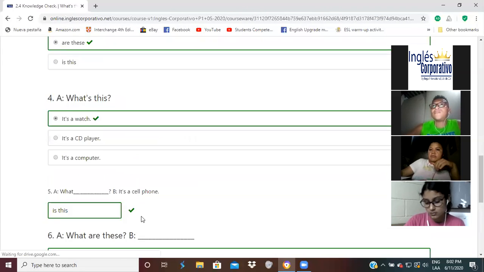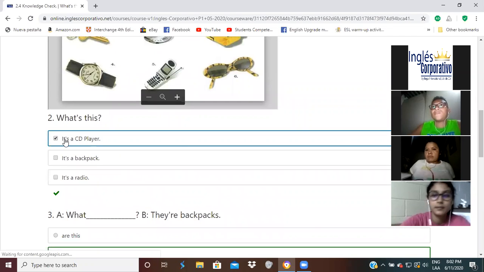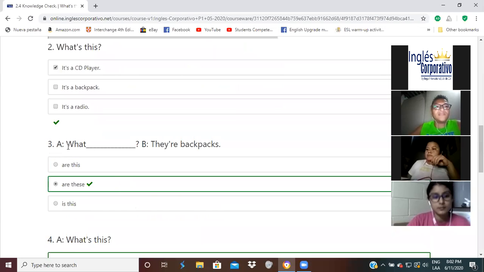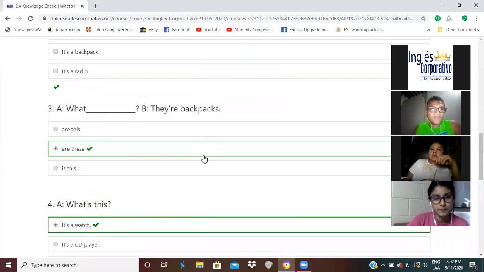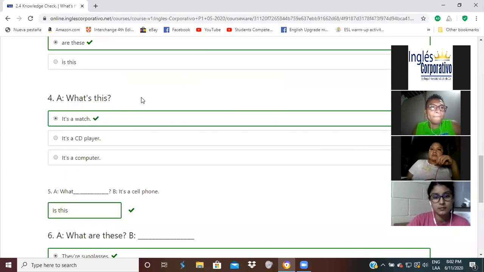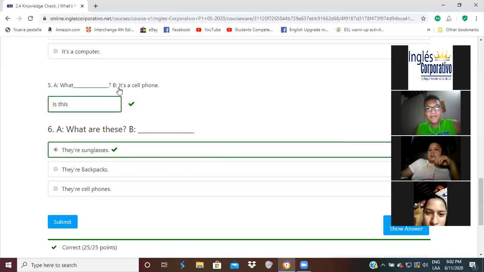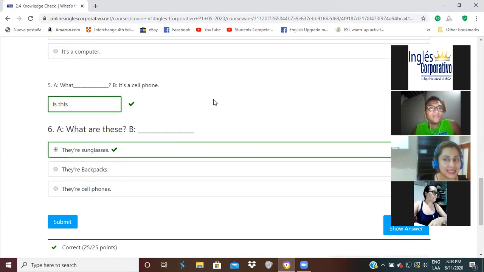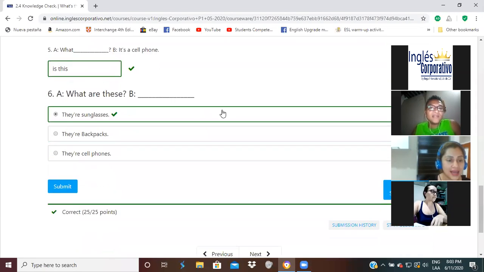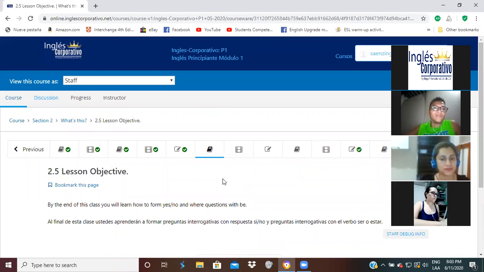Very good. So for number two, repeat please: it's a CD player. What are these? What are they? They are backpacks. What's this? It's a watch. What is this? It's a cell phone. What are these? They are sunglasses. Okay. Does anybody have any questions referring to that vocabulary in that exam?